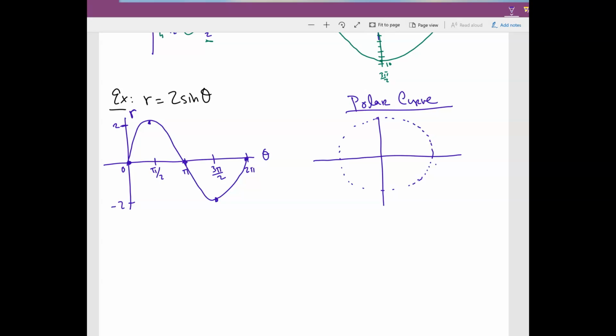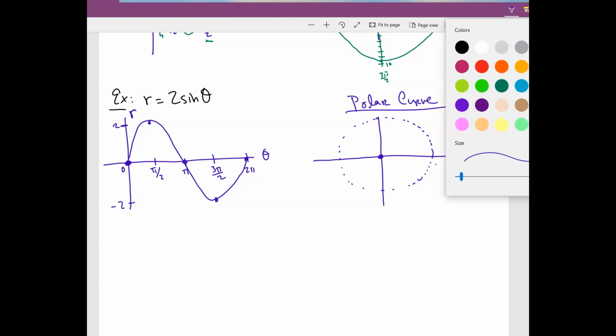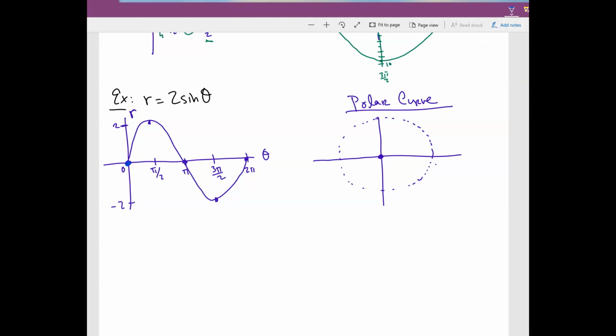Okay, so now what you want to do is you want to always start off with the pole. So let's start off with the pole. Here's the pole. The first thing that it says is that theta is equal to 0. What is my radius? My radius is just 0. So I'm going to put a point there.